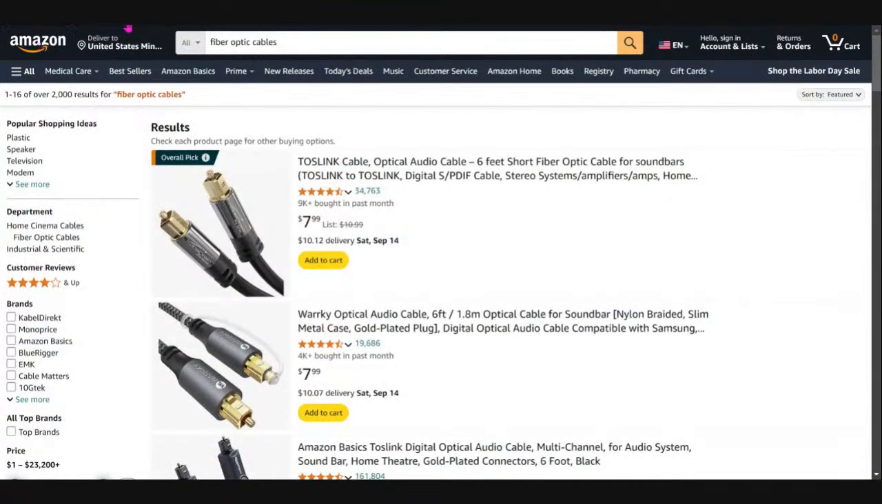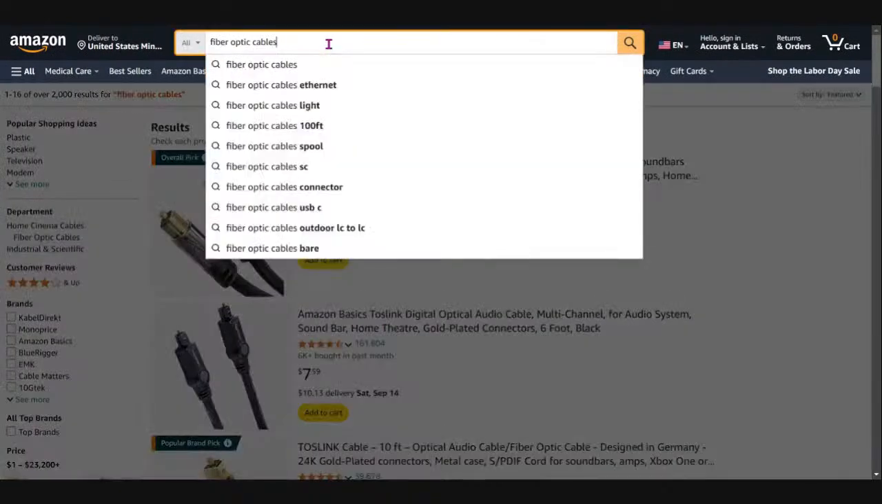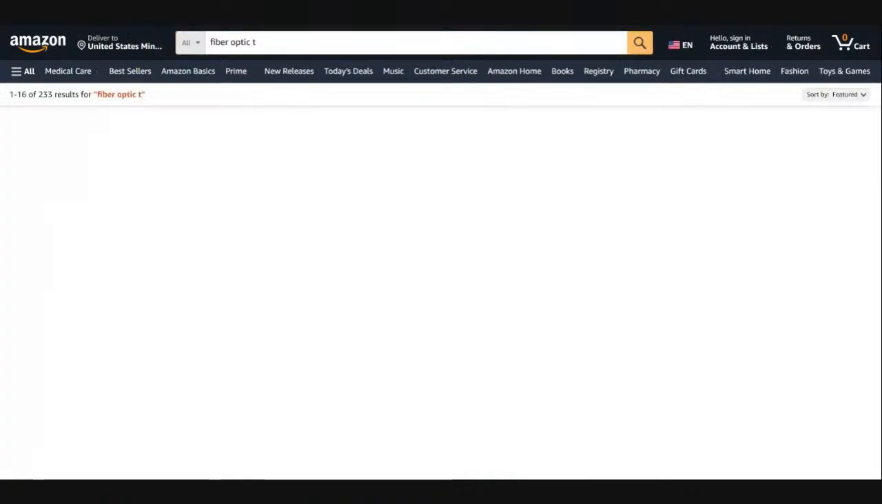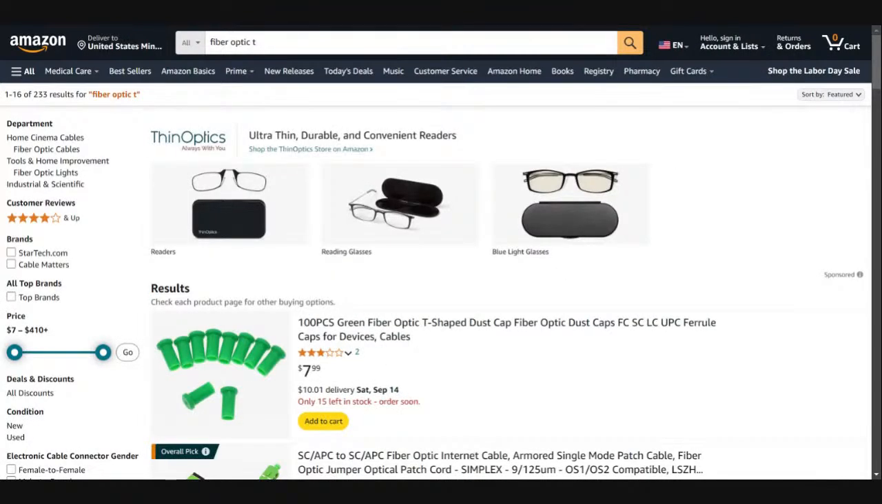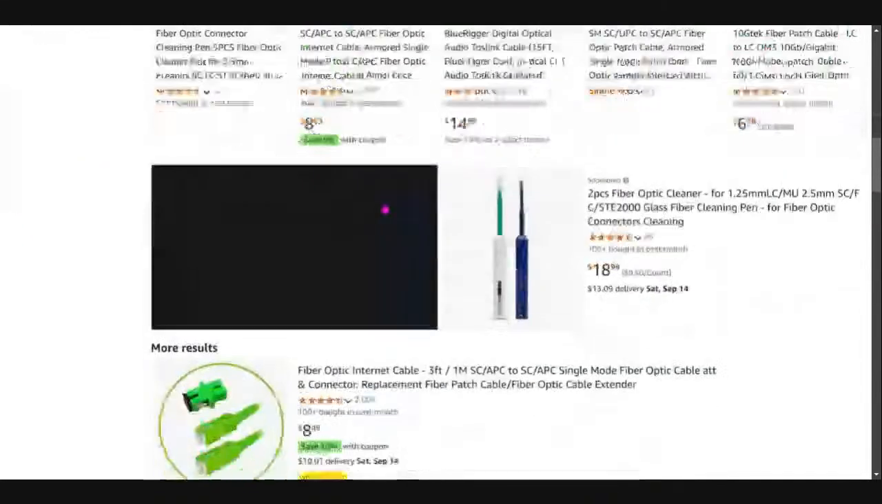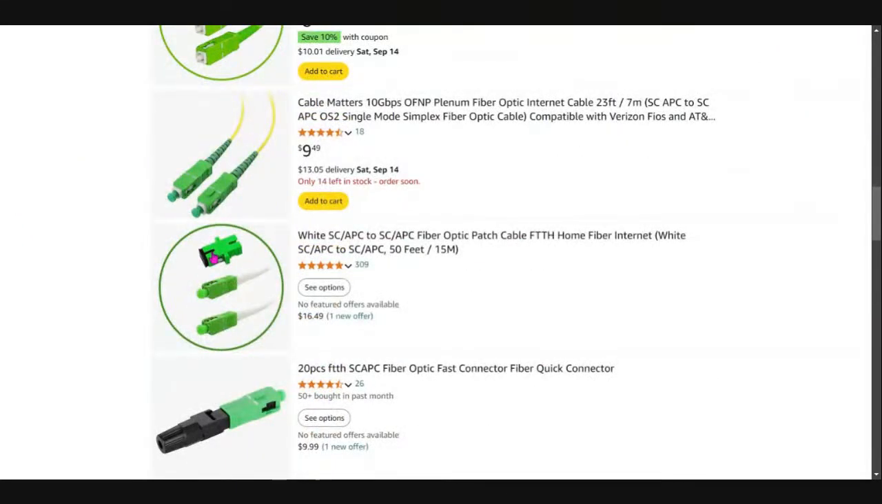Let's duplicate this. I want a fiber optics, what do you call it? It's not a repeater. It's a T. Okay, maybe there's no T. Maybe this is a T?